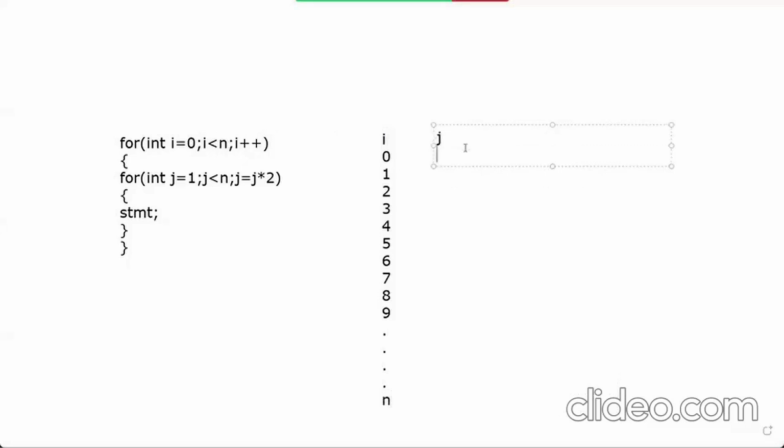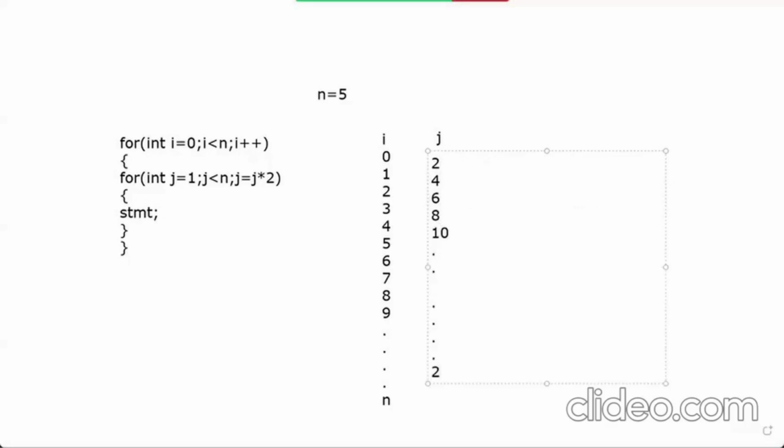For j, at first j is equal to 1. If I consider n is equal to 5, when j is equal to 1, then j less than 5, it means 1 less than 5. j is equal to j into 2, so 1 becomes 1 into 2. At first we get 2, after that 4, then 8, and so on.